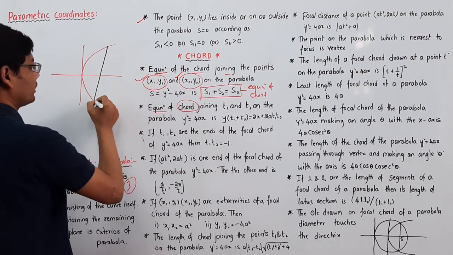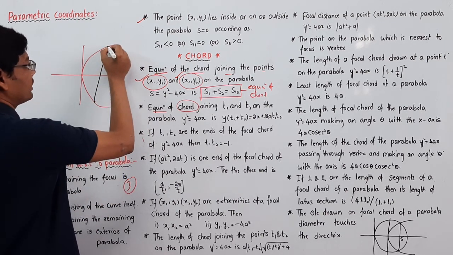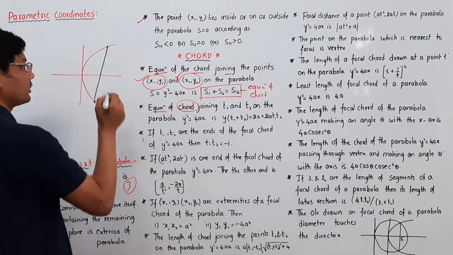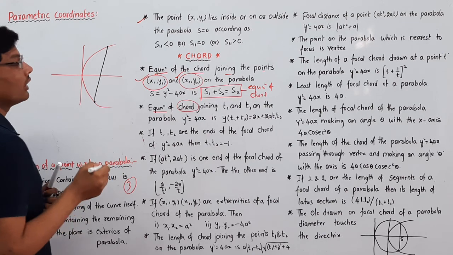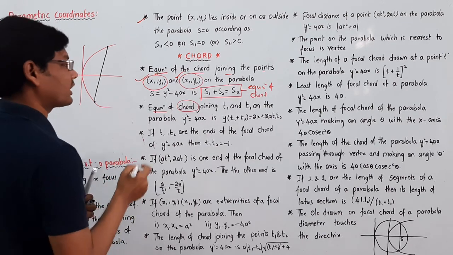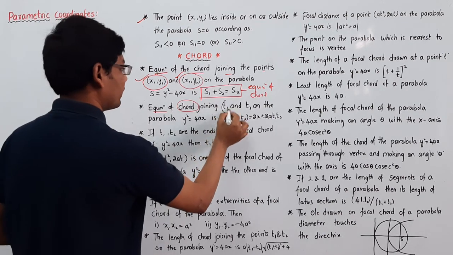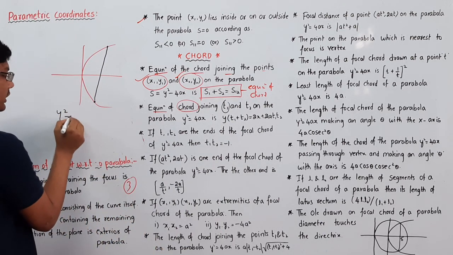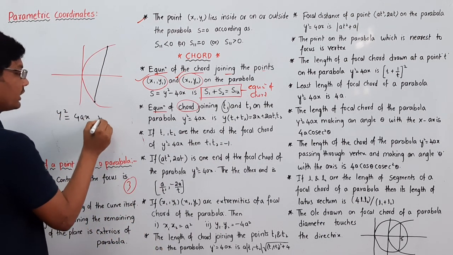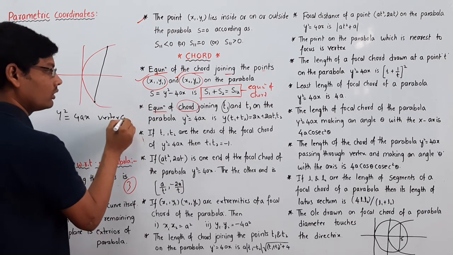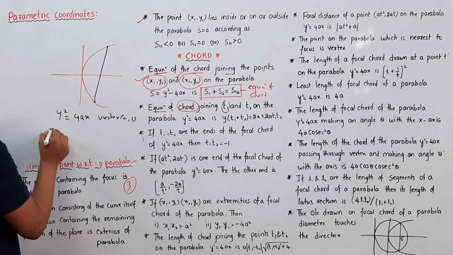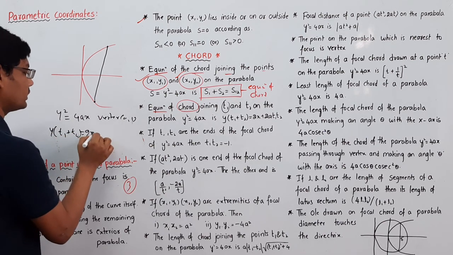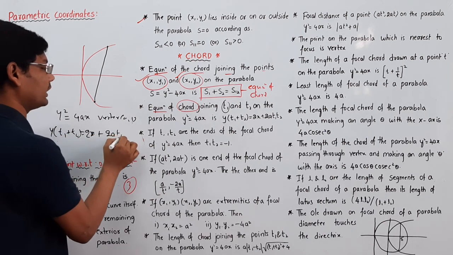The line which intersects a parabola at 2 points and passes through the principal axis is called a chord. The equation of the chord joining 2 points T1 and T2 on the standard parabola y square is equal to 4ax, which has vertex 0 comma 0, is y(T1 plus T2) equals 2x plus 2a T1 T2.